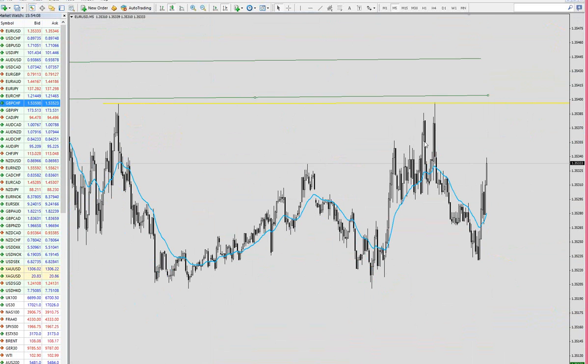Euro. Yeah, that's 5-minute chart. It looks like the euro is on the move, but the truth is that yeah, it's like 8 pips move.